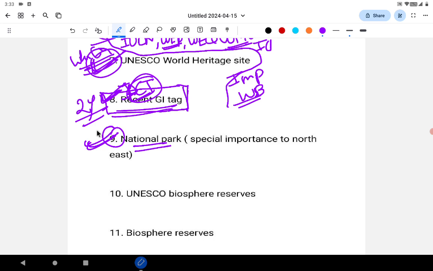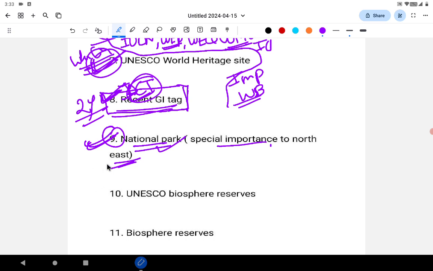You will just mix up the national parks of each state. It's very difficult for you to recall, very difficult to remember. Please try to recall again and again so that you become well versed with that. The national parks of the Northeast are very, very important. Please give a lot of importance to the national parks of the Northeast.